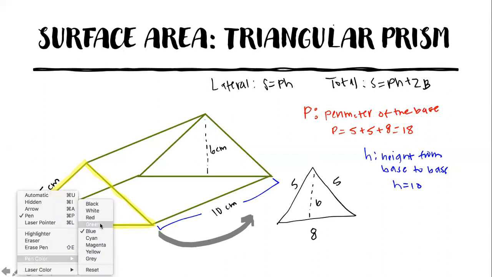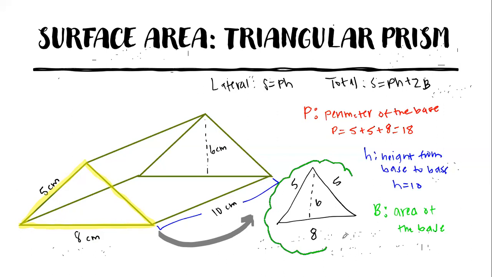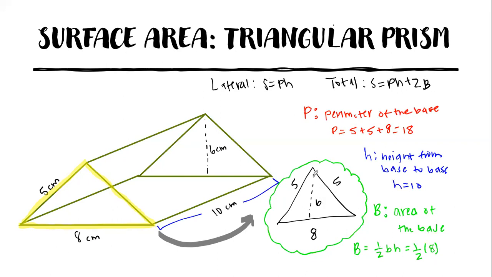And then the last feature is the capital B, and the capital B stands for what again? Area of the base. So I'm only looking at the base that I drew out. I'm only looking at this. I'm not looking at anything else. I'm looking at my formula chart. The area of a triangle is 1/2 base times height. 1/2, what's the base of my triangle? 8. And what's the height of my triangle? 6. So this is 1/2 times 8 times 6, which is 24.